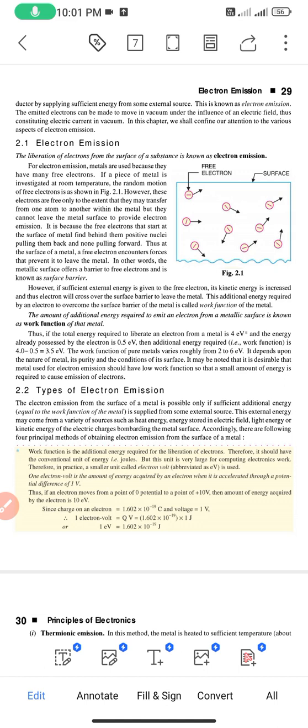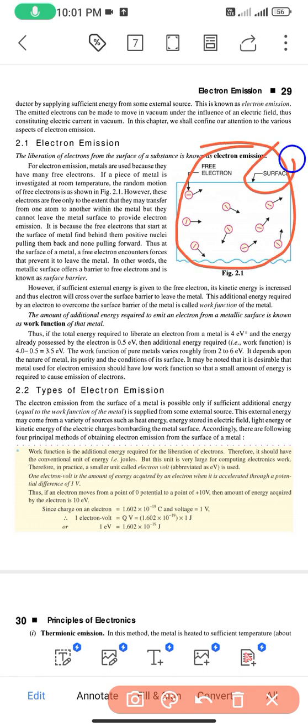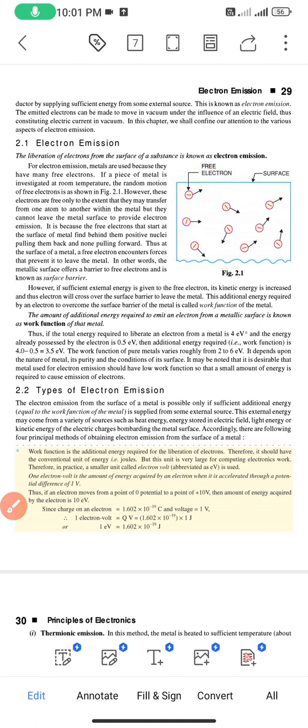If a piece of metal is investigated at room temperature, the random motion of free electrons is as shown in this picture. This is the surface and these are the free electrons. However, these electrons are free only to the extent that they may transfer from one atom to another within the metal, but they cannot leave the metal surface to provide electron emission.